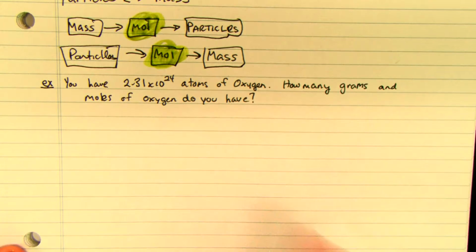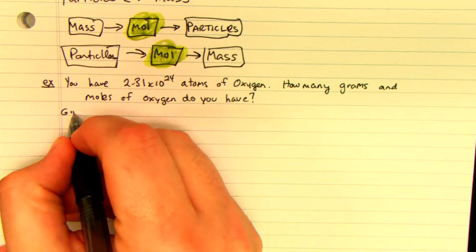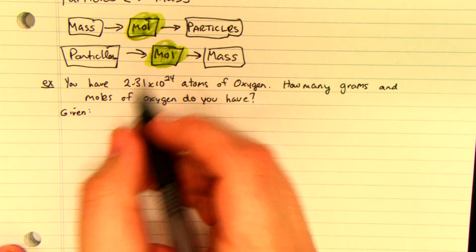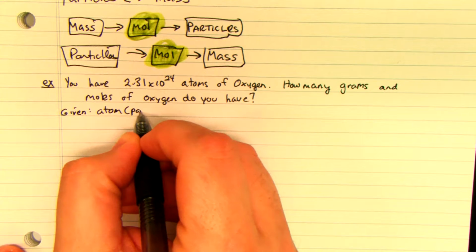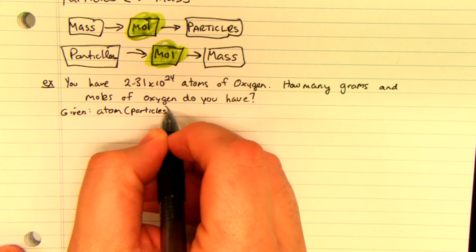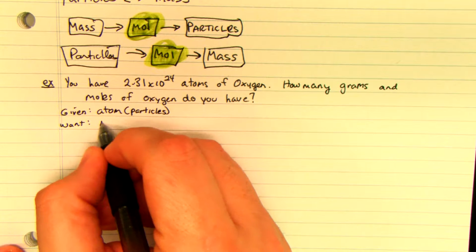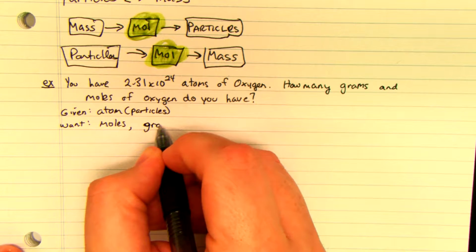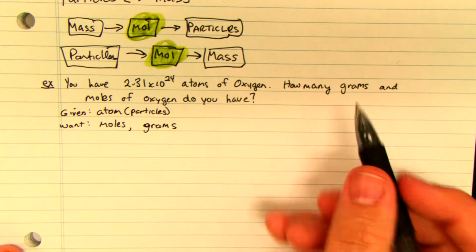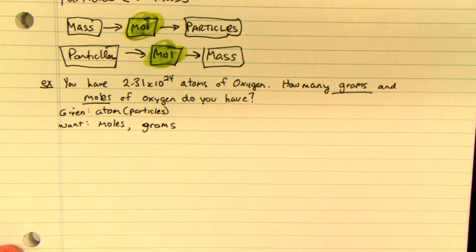So we have atoms. So what are we given? We're given atoms, which is our particles. And what do we want? We want moles, and we want grams. So we want two things. We want grams, and we want moles. So we're given that amount.